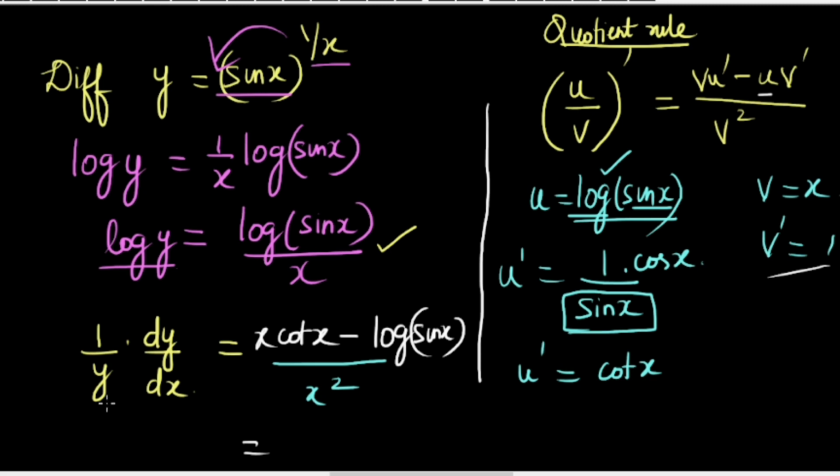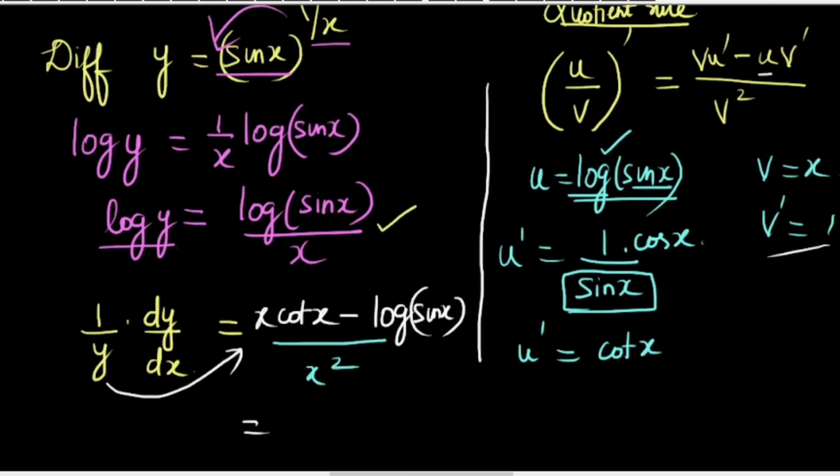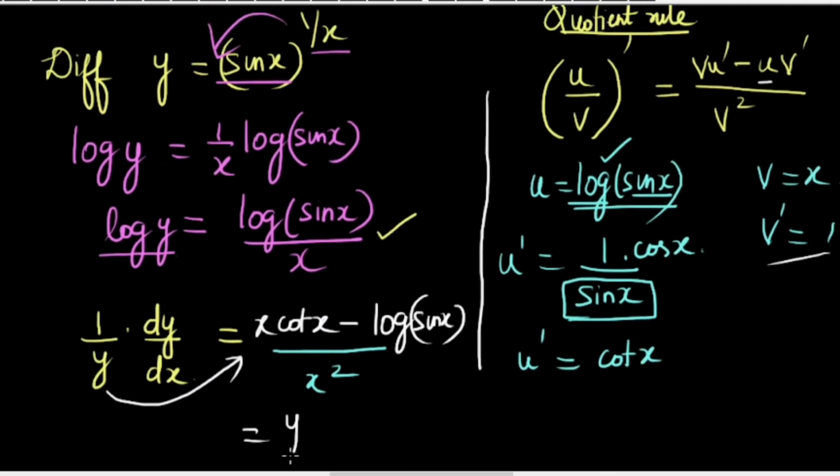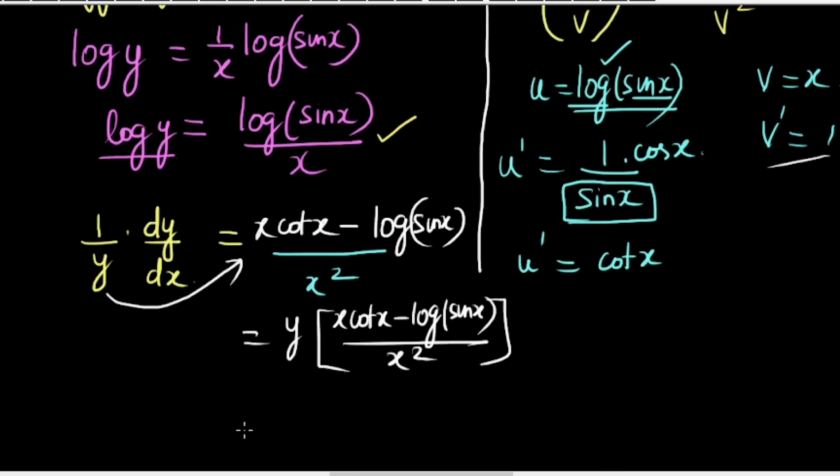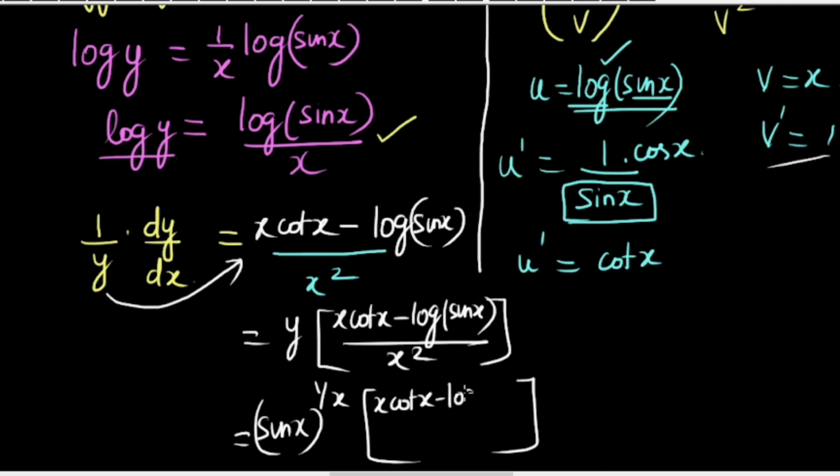Now what we have to do is bring this y to the other side. So this will become y times the derivative we got, x cot x minus log of sin x over x square. Y is nothing but the given function, that is actually sin x raised to the power of 1 over x, and then the derivative we have got. So this is our required answer.